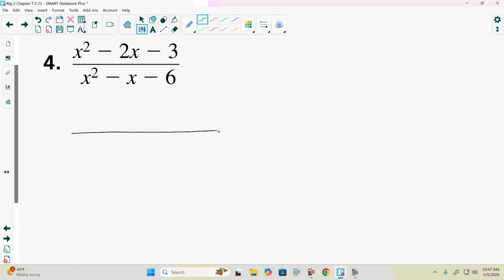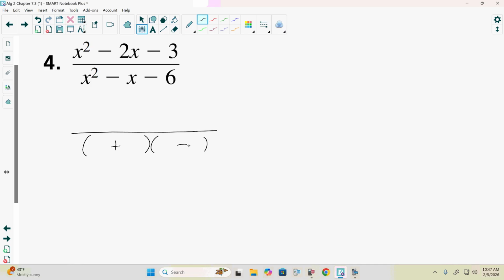The bottom first. Now, the first thing we always look for is a greatest common factor. So x squared, x, and 6, there is no number or term in common with all three. So we can't factor that out. But the third term is negative. And since the third term is negative, we know the signs are going to be opposite. One is going to be positive, and one is going to be negative. They have to be opposite signs.